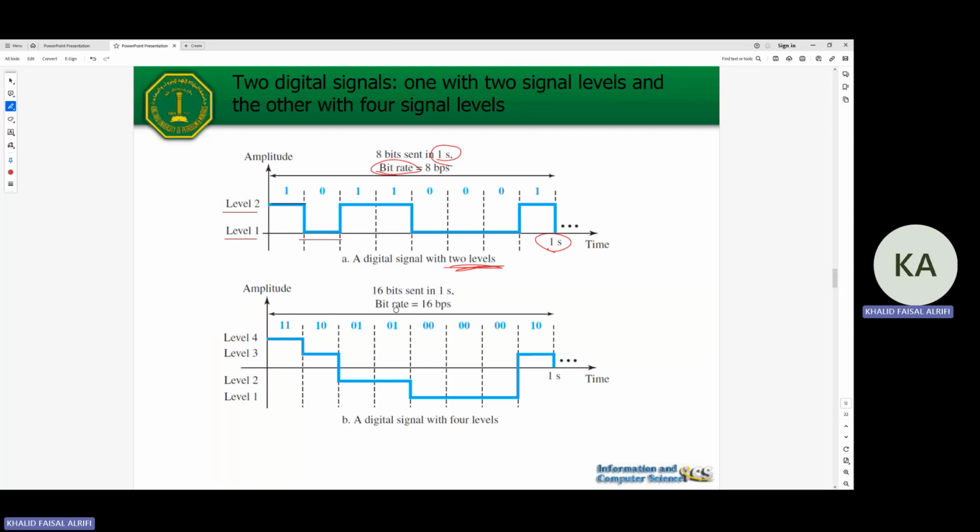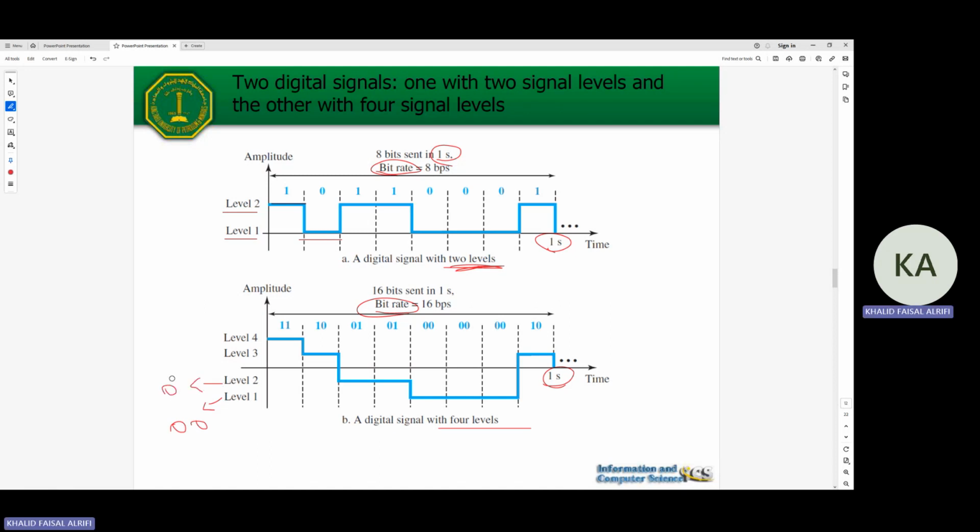But what if we have more bits in 1 second? Like here, for example, we have 16 bits in 1 second. How do you know the number of bits? We count each one of these as a double. So here, 2, 2, 2, 2, 2. Sum them all, and you will get 16. So you know there are 16 bits in 1 second. But here we have 4 levels. So you must know the binary representation: the 0, 0 means level 1.